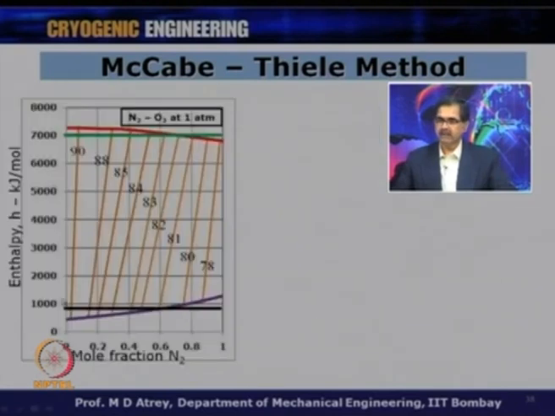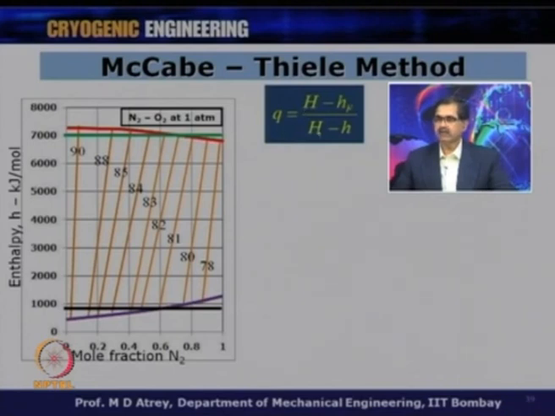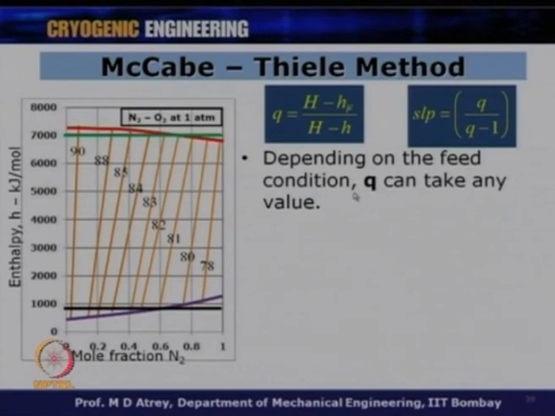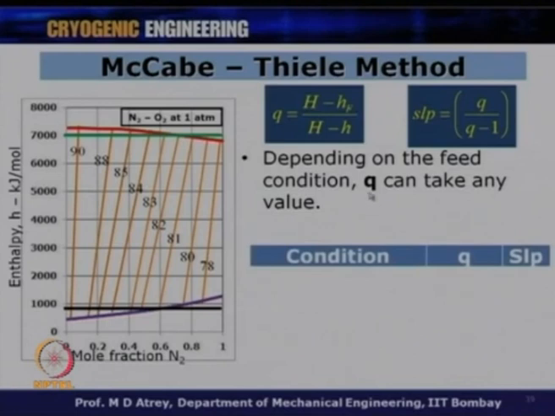So, this is our enthalpy composition diagram, and we know q is equal to (H minus hf) upon (H minus h). Also, we know that the slope of the line is equal to q upon (q minus 1); this is the slope of the q line or the feed line. Depending on the feed condition, q can take any value. So, depending on the feed condition, hf will be determined, and depending on the hf value, q will be determined. So, now we have a feed at various possible conditions. Various possible conditions will decide the value of hf, which will decide the value of q, which will decide the value of the slope of the q line. Let us see those conditions.